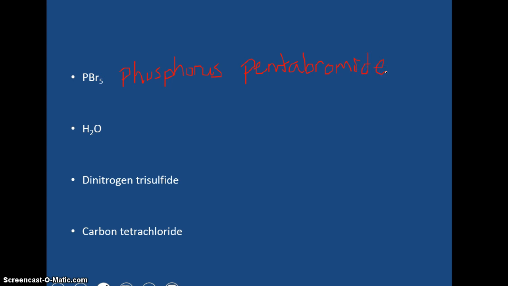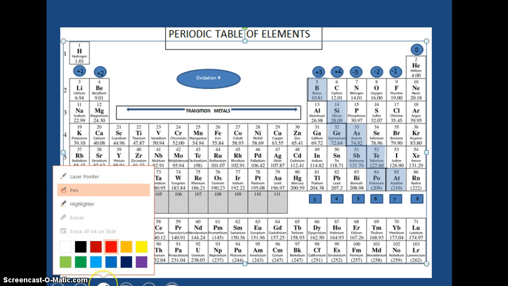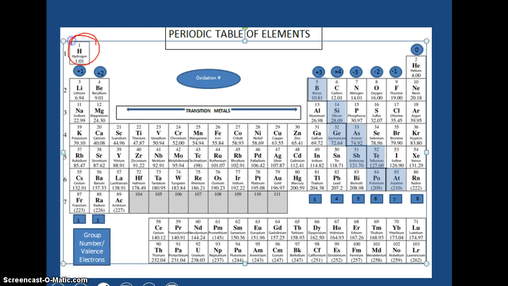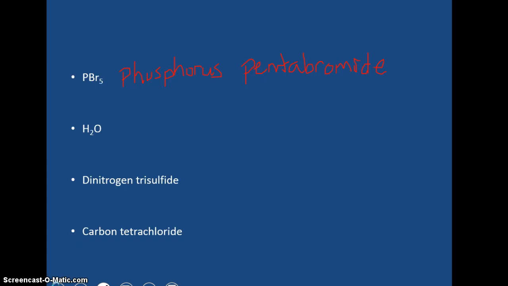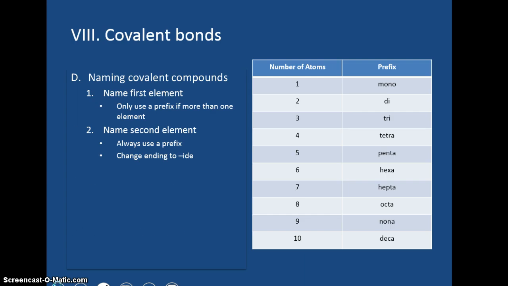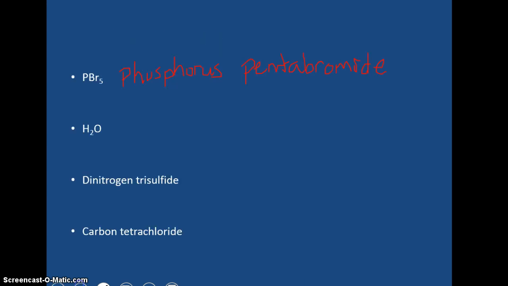Let's try the next one. So we have H2O. H is here, that's hydrogen. O is oxygen. The first one has a subscript, so it does need a prefix. It's 2, so 2 is di, so it's going to be dihydrogen. The first one, you never change the ending. It's always going to be just the element. It might have a prefix. Since it has a subscript, it needs a prefix.